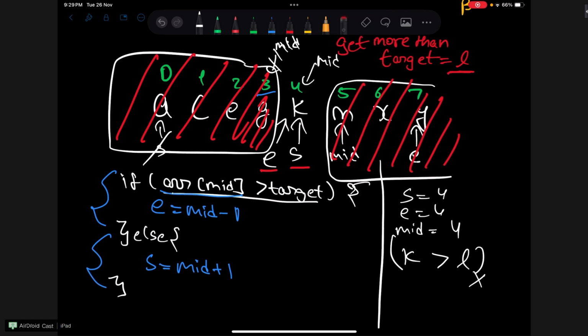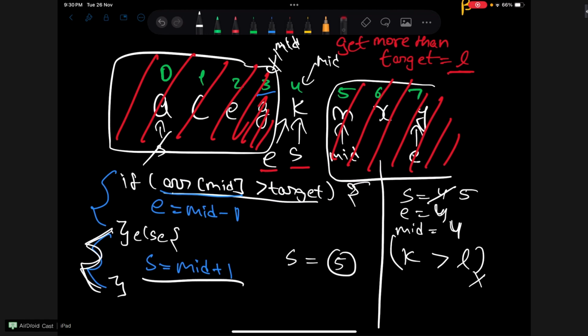Okay. So this else block will be executed. That means S is equal to mid plus 1. What is S? S is 4. Okay. So S is going to become 5. Okay. So after that, S was 4. S will become 5. And E is going to be pointing at 4. And mid will be pointing at 4. So E and mid are pointing at 4.